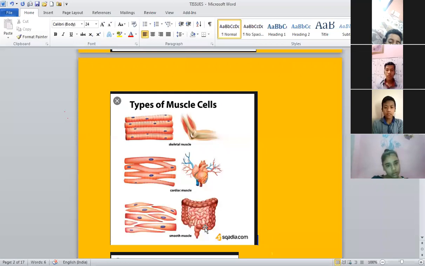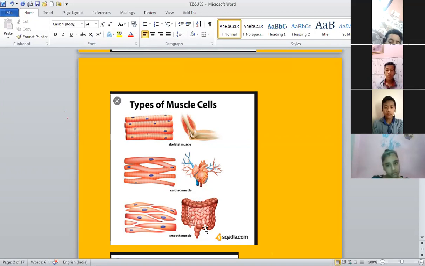The muscular tissue contains long, cylindrical cells called muscle fibers or muscle cells. When muscle fibers are present in bundles and are held together by connective tissue, they also contain contractile protein. This contractile protein is known as actin and myosin, and it is responsible for the contraction and relaxation of muscles.